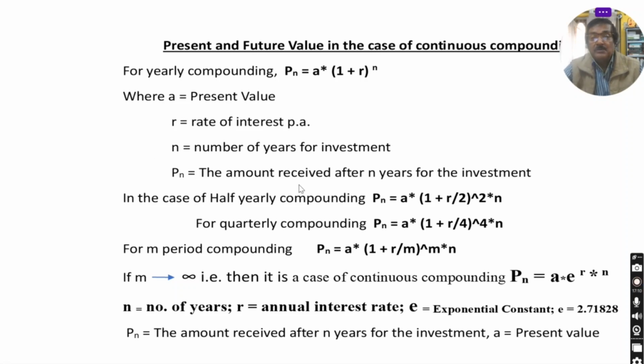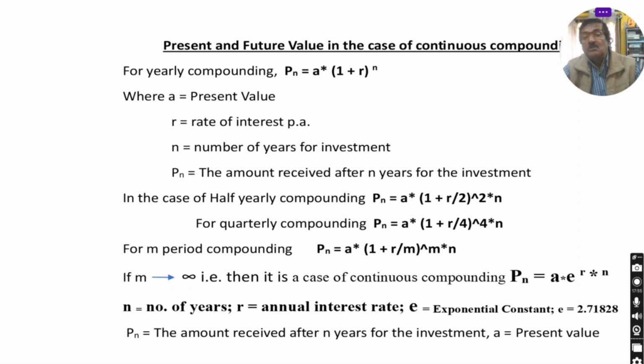This is repeated here, but this is your periodic compounding. This is, say, annual compounding. Now in the case of half yearly compounding, how will the formula change? Suppose the compounding is half yearly, meaning after 6 months, not after 1 year. Then the formula will change in this way. The rate of interest per annum is divided by 2, as it is half yearly, and the n is to be multiplied by 2.